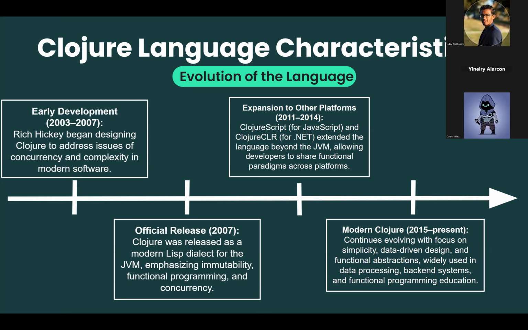ClojureScript for JavaScript and Clojure CLR for .NET extended the language beyond the JVM, allowing developers to share functional paradigms across the platforms. With modern Clojure, 2015 to now, it continues evolving with focus on simplicity, data-driven designs, and functional abstractions widely used in data processing, backend systems, and functional programming education.